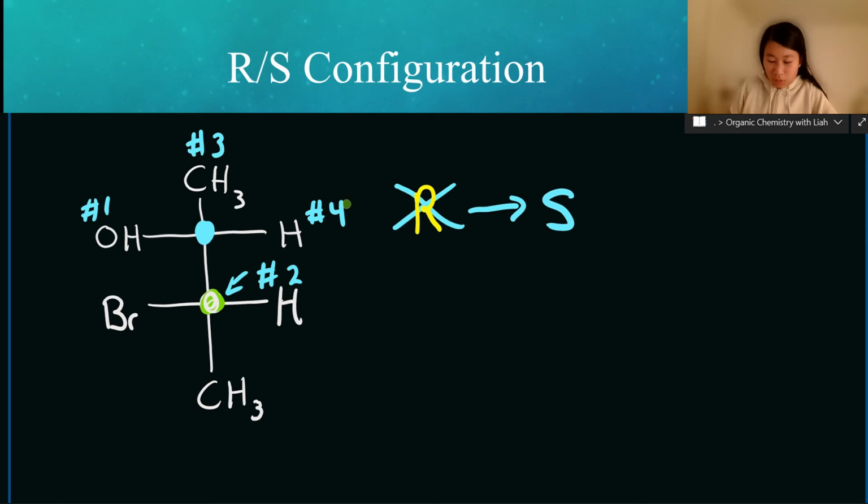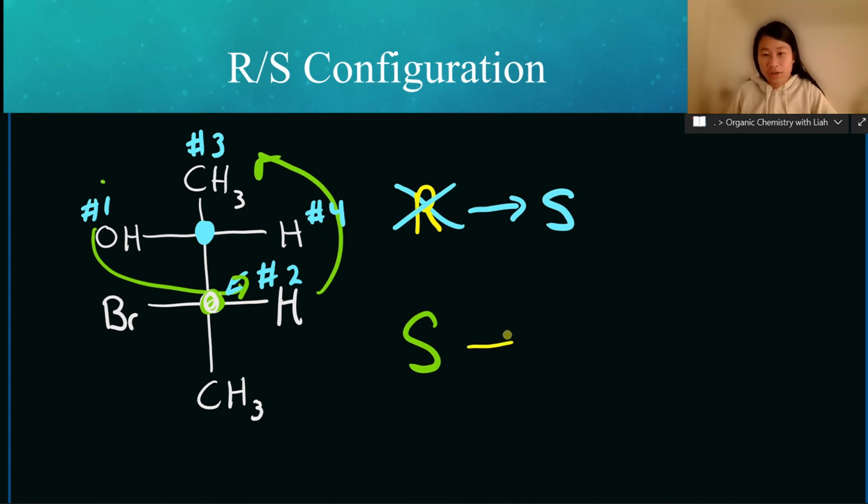Once more, we're going to ignore the hydrogen, and we're going to go from lowest to highest number. So here we have from 1 to 2 to 3. This is a counterclockwise rotation, meaning that this configuration is S. However, as we see while uncovering this number 4, we have hydrogen on the horizontal line, which means we must change our configuration from S to R. In summary, this chiral center in green is going to have an S configuration, and this chiral center in blue will have an R configuration.